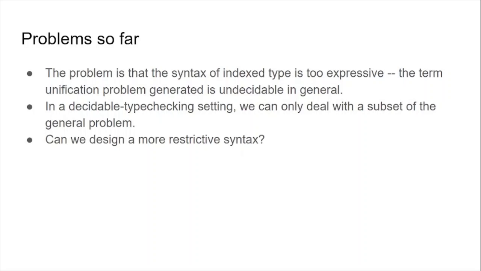The current syntax of general index types is so flexible that undecidable unification problems might get generated from them. So the following question naturally arises: can we have a more restrictive syntax that rules out these complicated problems? And the answer is yes.